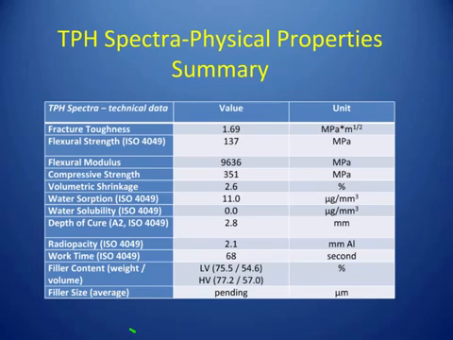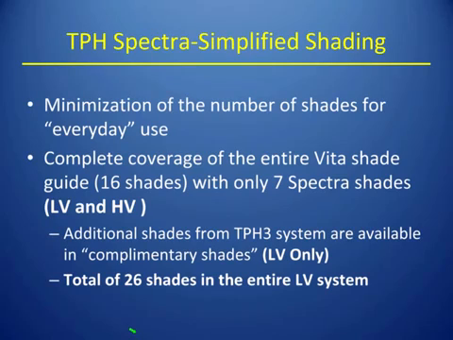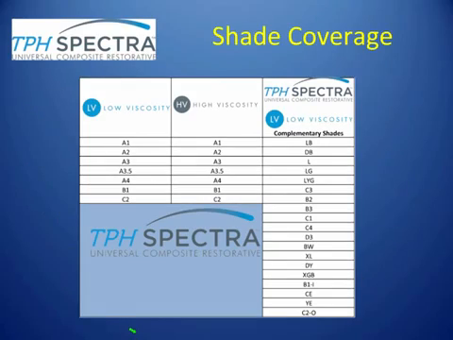This simplified shading system, as I mentioned, 7 shades will cover the entire Vita shade guide. We have a conversion chart. I'm sure that's in all of your sampling kits and would be provided to you by the sales groups. The LV and the HV both have these 7 base shades. We do have a complete line of complementary shades only available in an LV viscosity, not both viscosities. But if there are some odd shades and odd teeth in your practice, you basically would be able to find all these multiple shades. But we're very confident that with only 7 shades, you can adequately treat almost any tooth in your office. Here's another conversion chart for that.